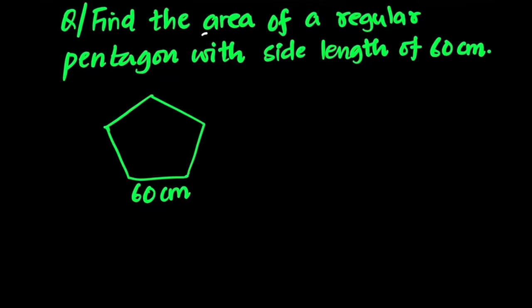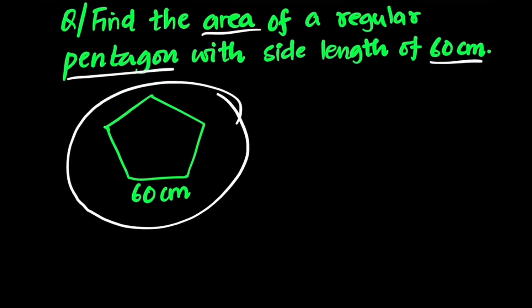Hello everyone, in this video let's see how to find the area of a polygon. Let's look at this problem which says find the area of a regular pentagon with a side length of 60 centimeter. So this is a pentagon with all side lengths 60 centimeter.